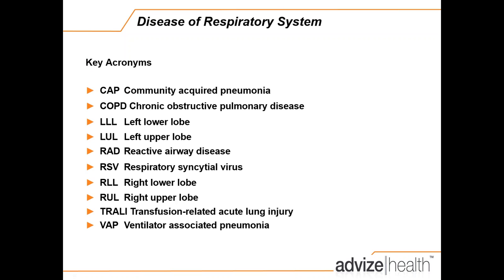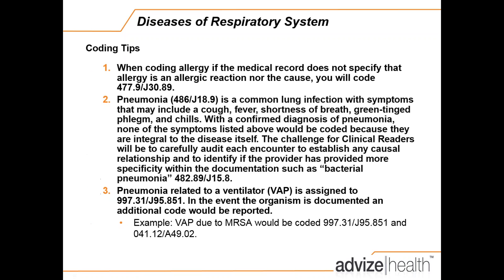Key acronyms for respiratory. Here are some common ones. Respiratory coding tips. When coding allergies, if the medical record does not specify the allergy, the allergic reaction, nor the cause, you will code J30.89. Pneumonia is a common lung infection with symptoms that may include a cough, fever, shortness of breath, green tea, phlegm, or chills. With a confirmed diagnosis code of pneumonia, none of the symptoms listed above could be coded because they are integral to the disease itself. So make sure, again, of symptoms that actually rule out the infection.